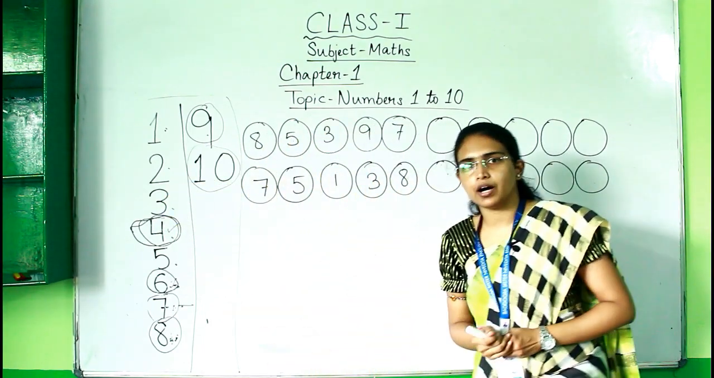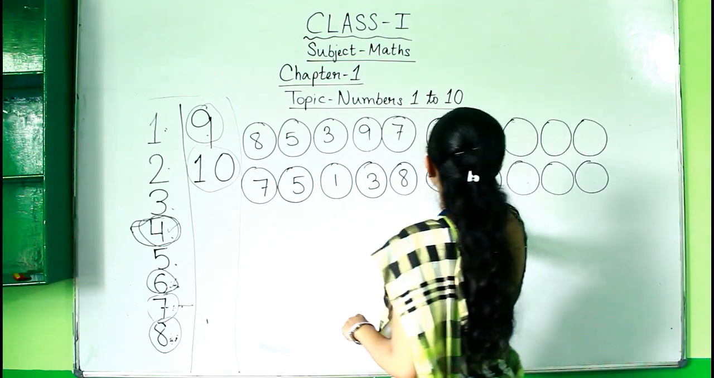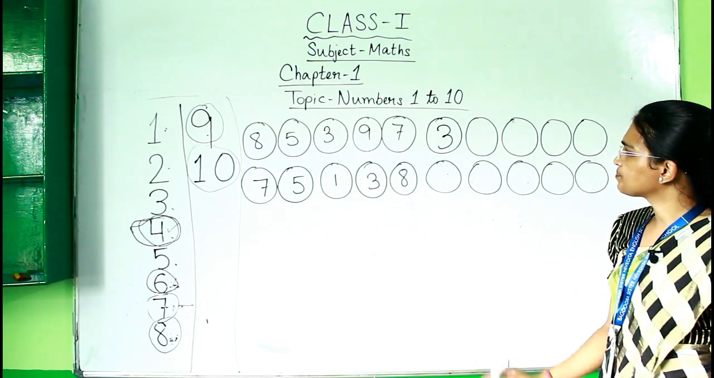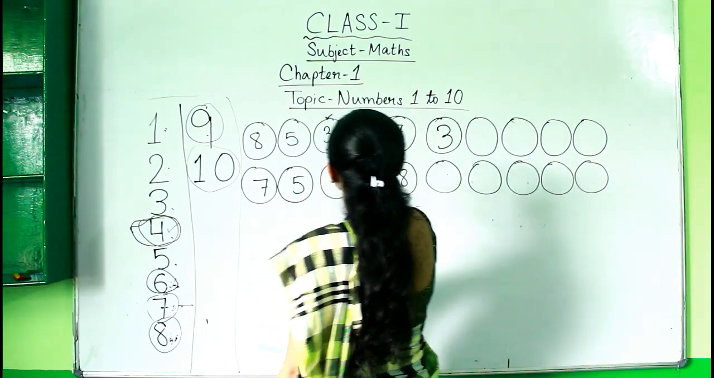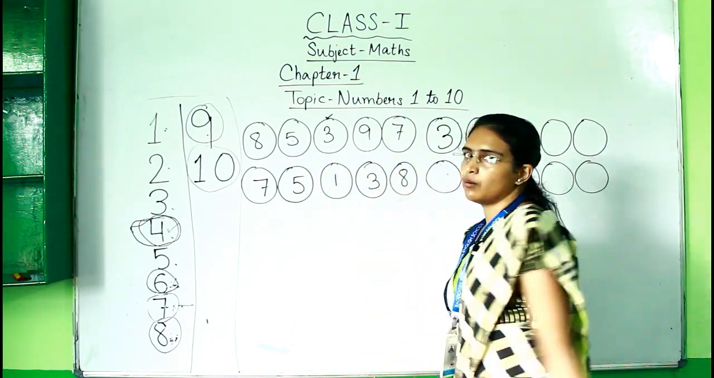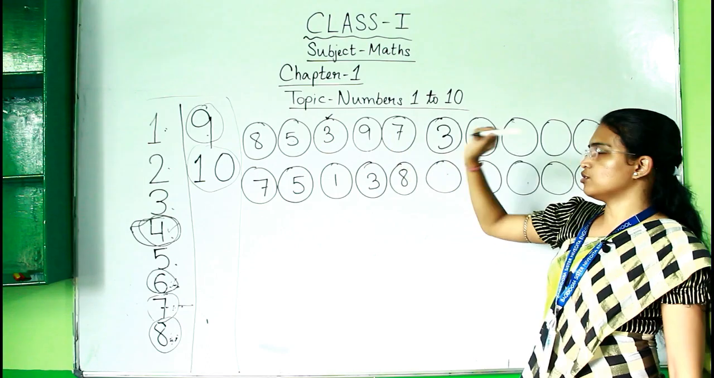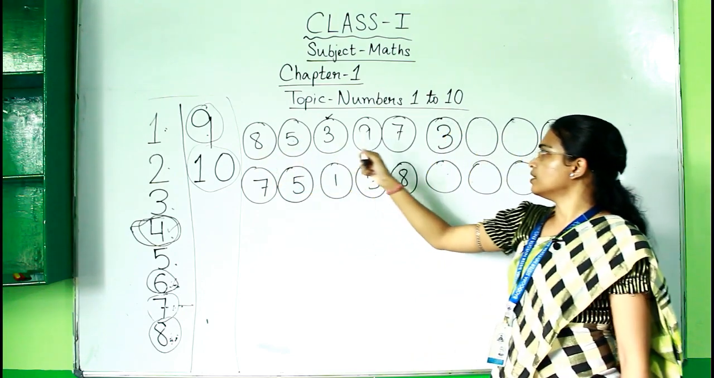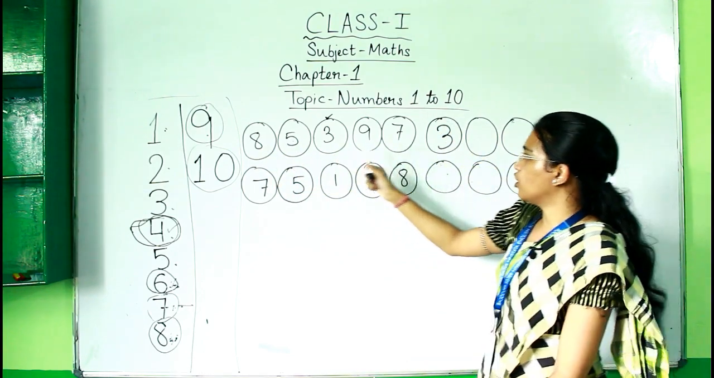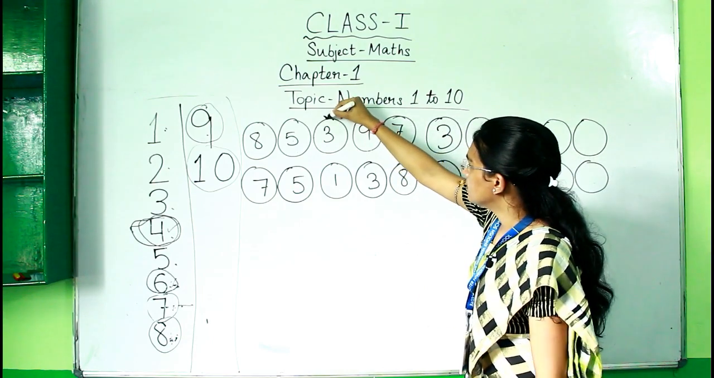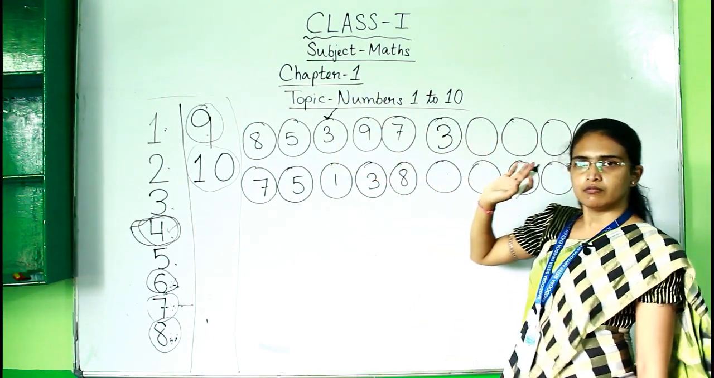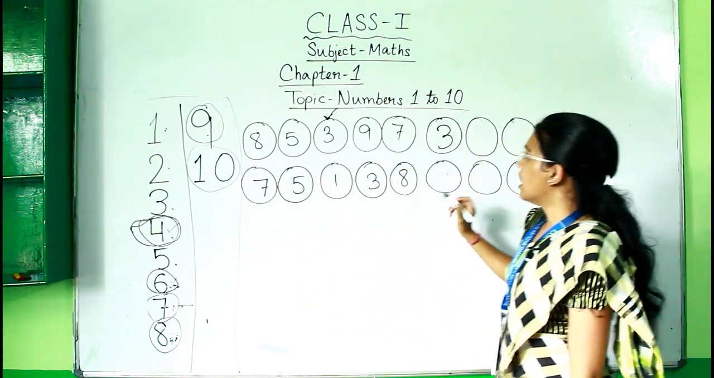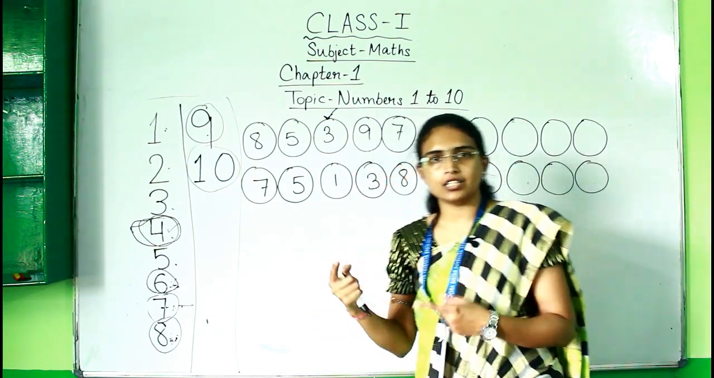Our smallest number. So we have to write 3 in this blank box. Now we have already done this one. Now how many numbers left? 4 numbers. This one, this one, this one, and this one. We have already done 3. We have found the smallest number.